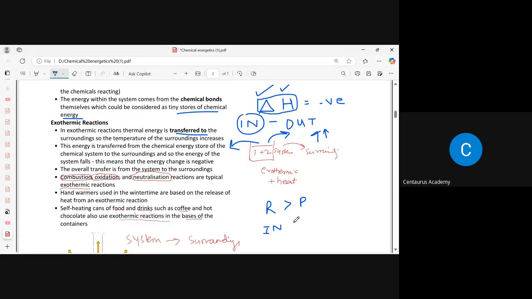So the energy which is taken in by the system to break the bonds is very less as compared to the energy which is given out from the system into the surroundings, hence producing a greater amount of heat energy. And we say as a result that the total energy change or enthalpy change tends to be negative. Is this point clear so far?